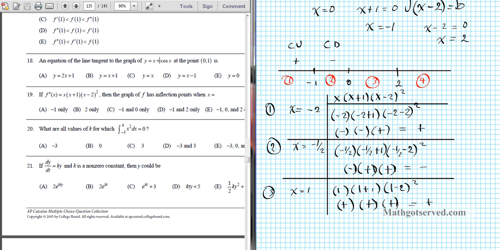All right, interval number 4. Well, this interval 3 is positive, so the function is concave up. See another point of inflection here. And then the last interval we're testing is interval 4, when x is bigger than 2.